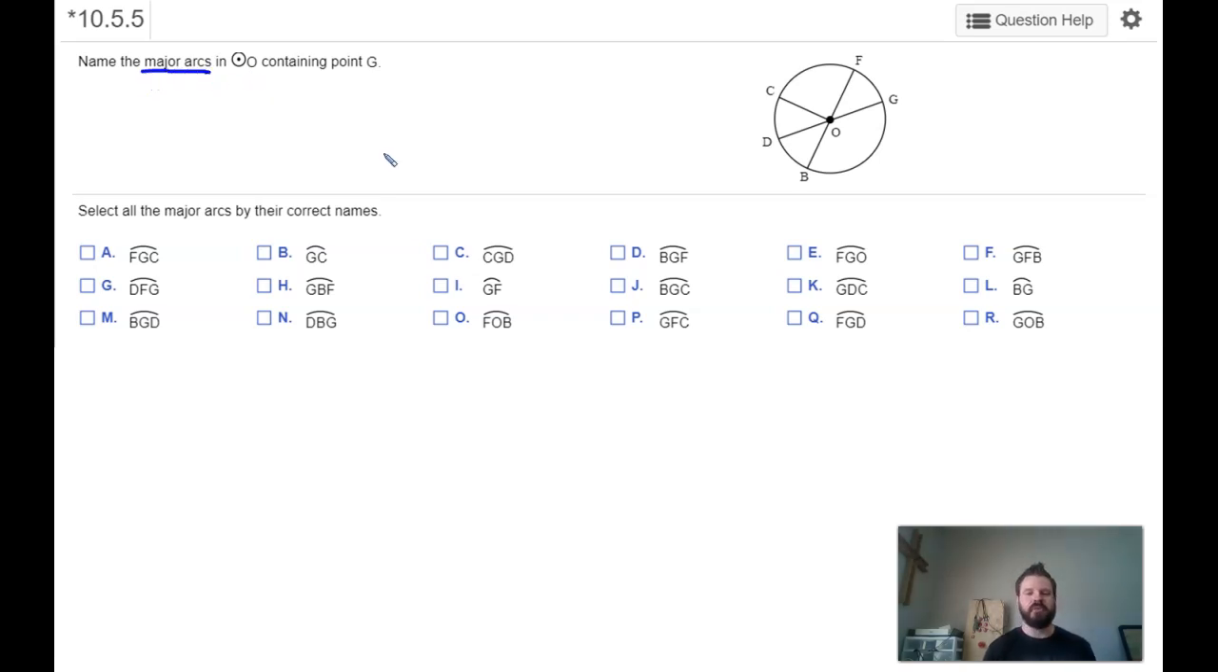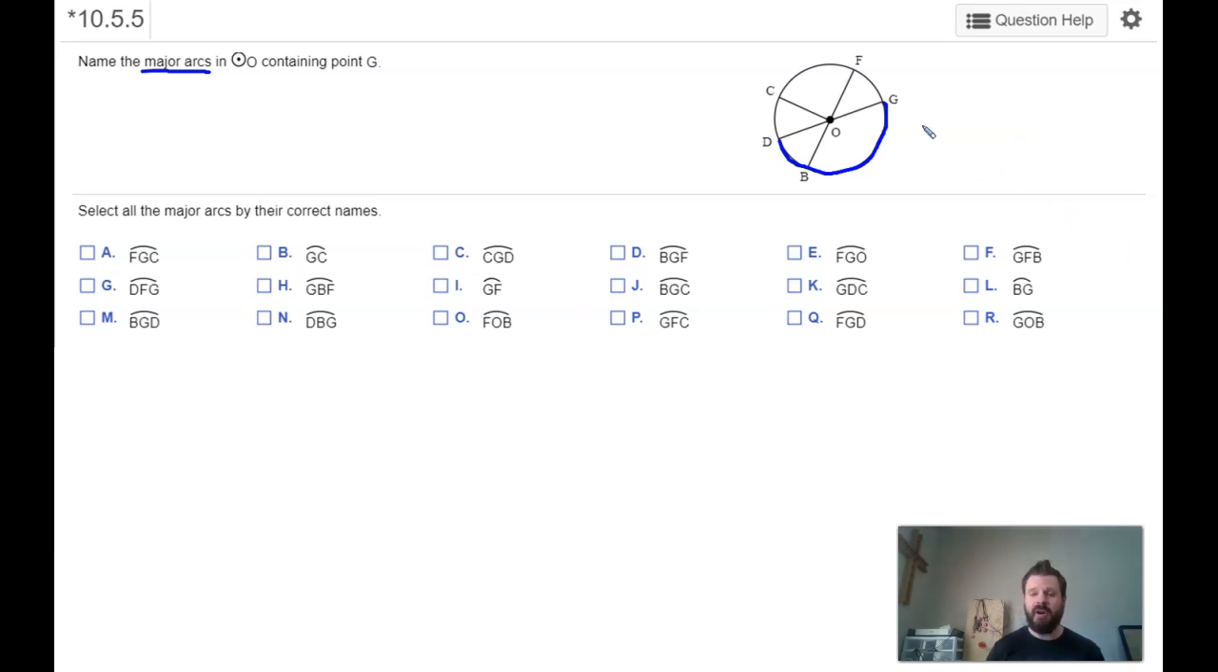Now let's talk about arcs real quick. There's 3 types of arcs: major arcs, semicircles, and minor arcs. Let's start with a semicircle. A semicircle is just basically half the circle. So I could say that arc DBG is a semicircle because it takes up half the circle. I can tell that from this straight line going through my center here. When I name that, I need to say DBG, because if I just said DG, I wouldn't be sure if you're talking about the bottom half of the circle or the top half. So that's a semicircle.